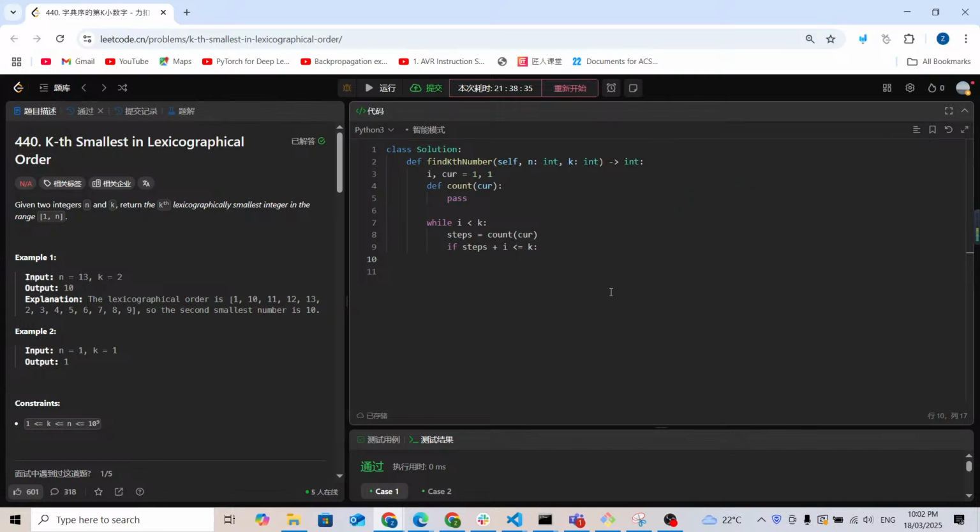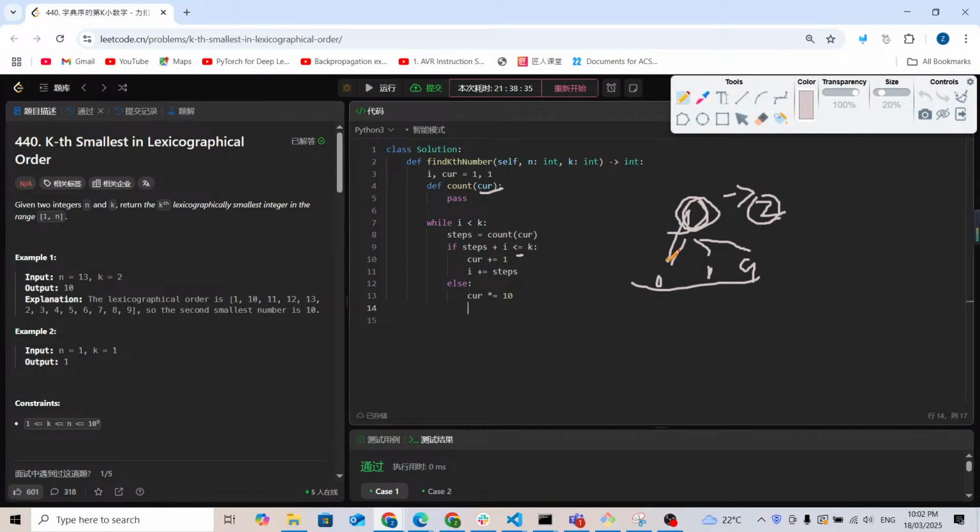So how can we jump? The current is going to plus equal 1, and the i is going to plus equal the steps, in order to jump. Otherwise, the current is going to times equal 10, because we will not jump. This means we will go down. So from here we will go down, we will not jump.